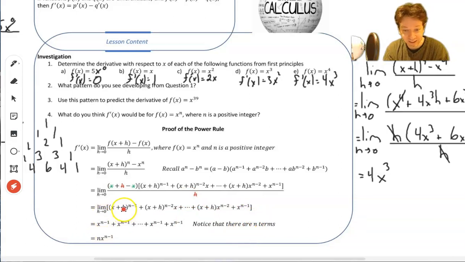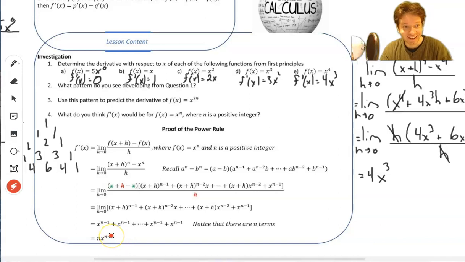But as we set h equal to 0, every term just becomes x to the n minus 1. So here we have x to the n minus 1. Here we have x to the n minus 2, but then multiplied by x gives us x to the n minus 1 when you add that one exponent to it. Then you have x to the n minus 3 multiplied by x squared gives us again x to the n minus 1, and then again x to the n minus 1. So you have n terms of x to the n minus 1. So you can just write that as n times x to the n minus 1, which is your power rule.